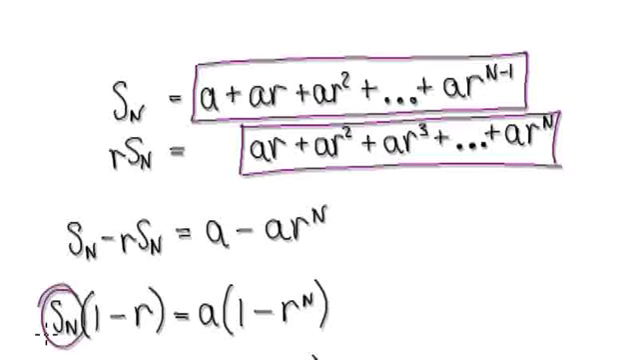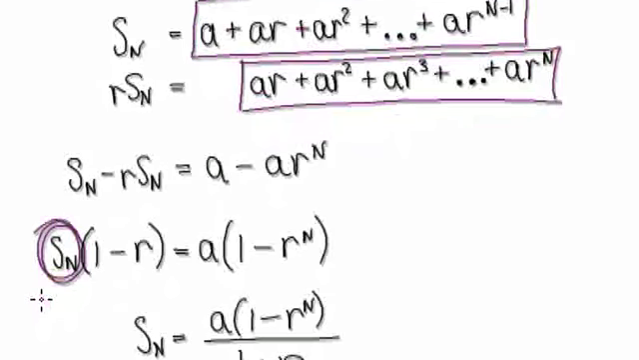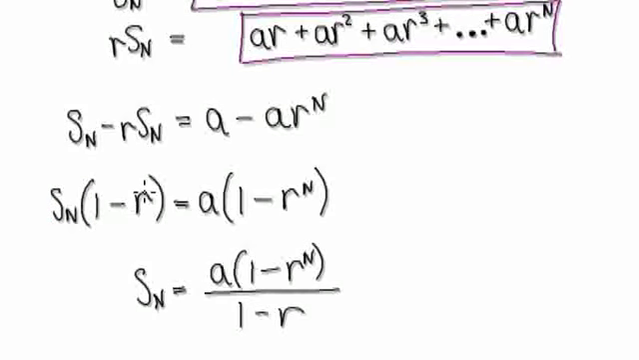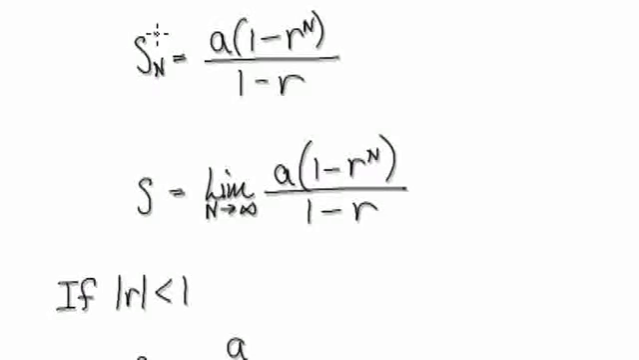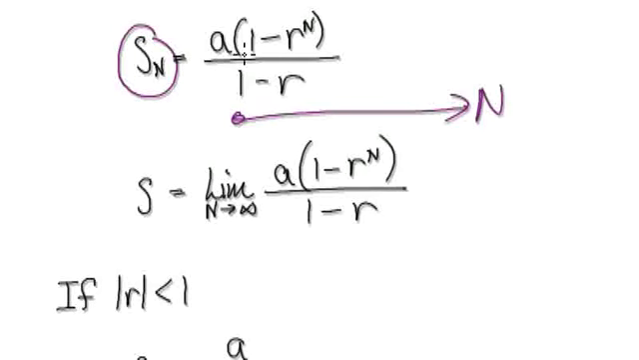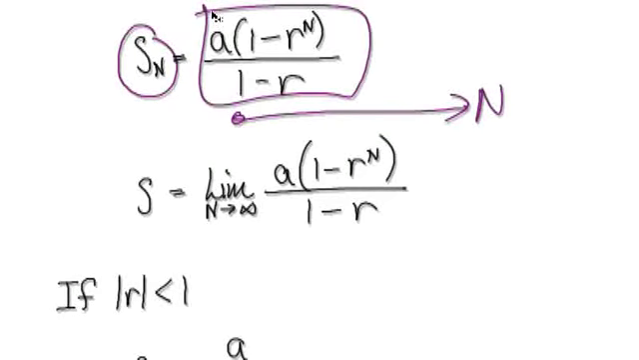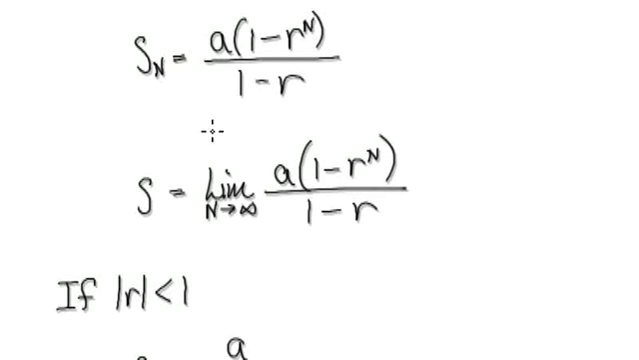Now you're trying to seek Sn. So divide both sides by 1 minus r. That will then give you this. Okay, that will then give you this. So if you sum up from the first term to some arbitrary term, it will then give you this. So now take the limit as capital N tends to infinity.